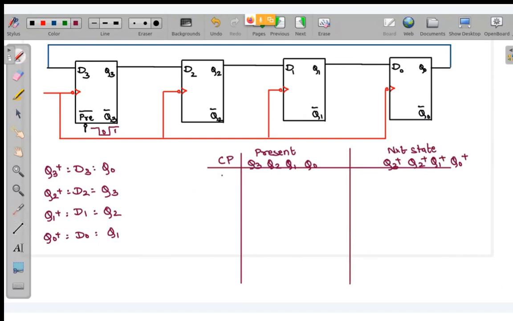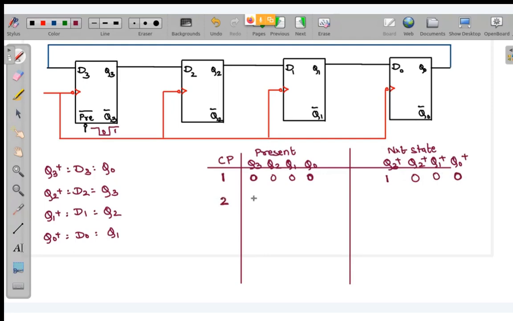So look, at clock pulse 0, your present state is 0, 0, 0. You could even have written over here the first clock pulse, because at the end of the first clock pulse, initially the states were 0, 0, 0. Next state will be what? Because over here I have this preset activated, so this will become 1 for the first time. And Q2 plus is equal to Q3, so Q3 is 0. Q1 plus is equal to Q2, so even this will be 0. And Q0 plus is equal to Q1, so in the present state, all of them are 0.